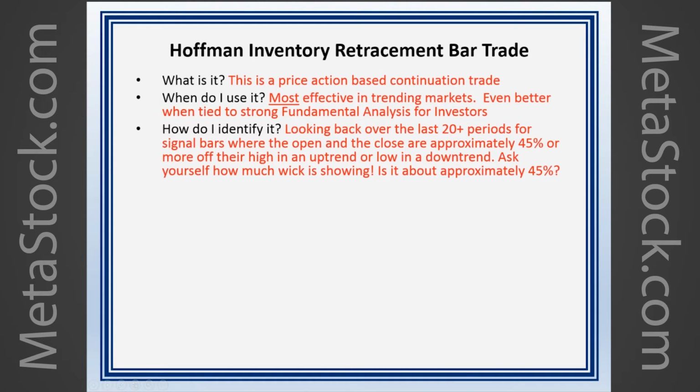So how do we identify this trade? Looking back over the last 20 periods for signal bars where the open and the close are approximately 45% or more off their high in an uptrend, or 45% or more off their low in a downtrend. Basically, we're asking ourselves how much wick is showing. Is it approximately 45% or more? Where's my entry signal? It's typically 1 tick or 1 cent above or below the signal, and I'm going to show you all this, of course, in just a few moments, gang.